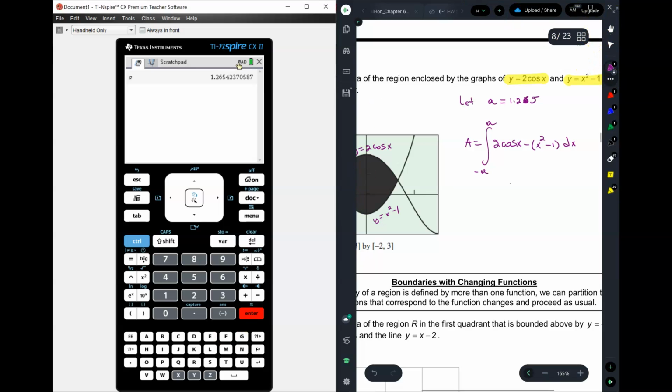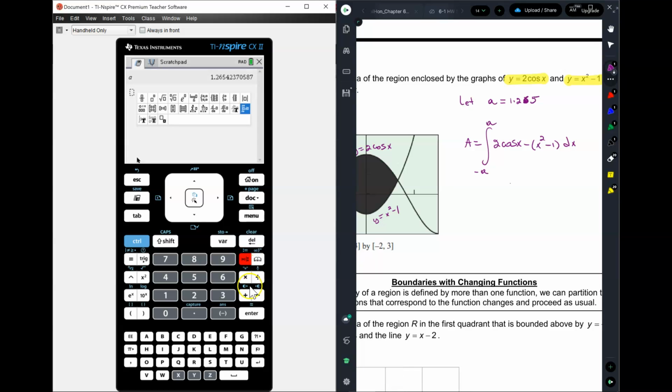Both on my assessments and on the AP test, that's how I want you to write it: negative A to A. Now go to this menu, the toolbar, and click your integral. Here you're going to go from negative A, tab, A. You see how it's bold, right? Tab. Okay, now here's what we're going to do. Don't start typing anything in.